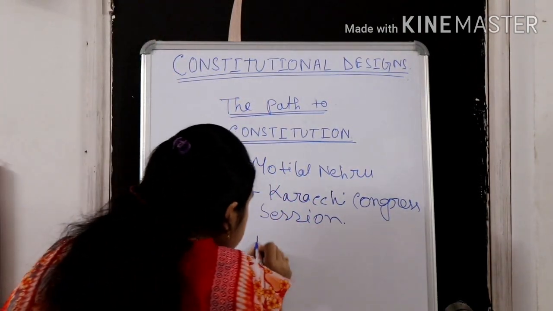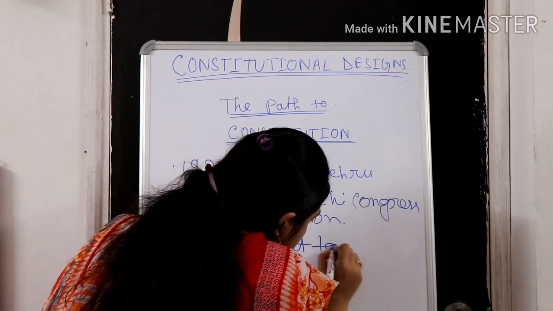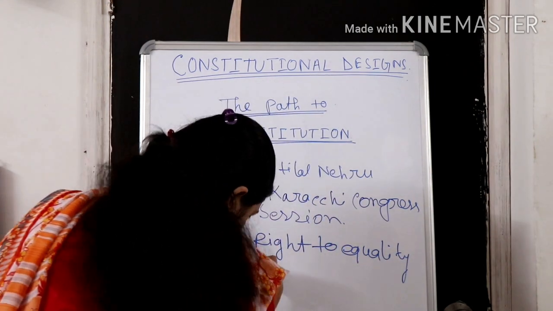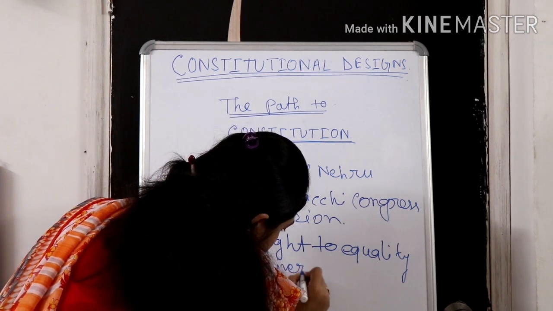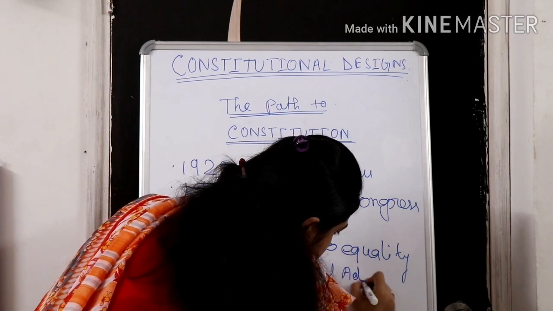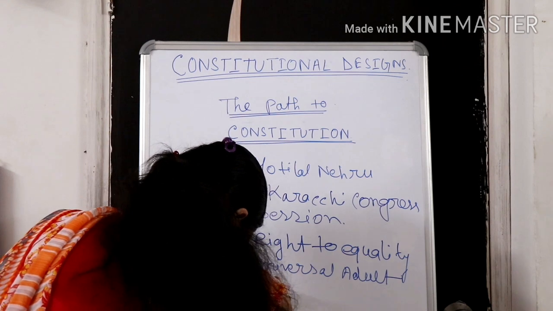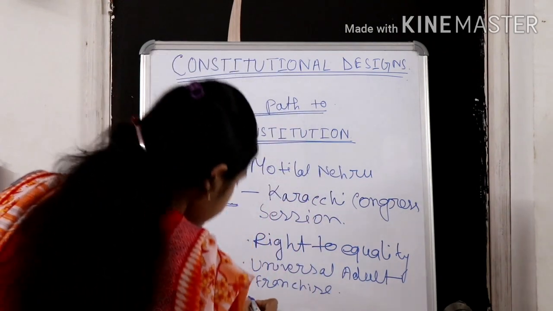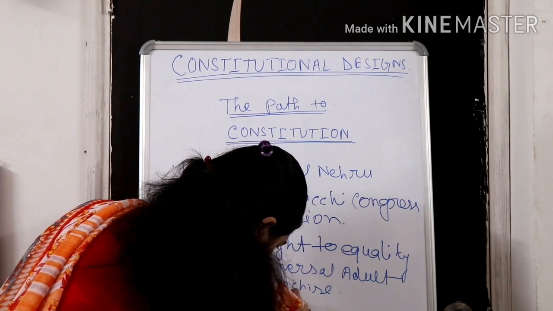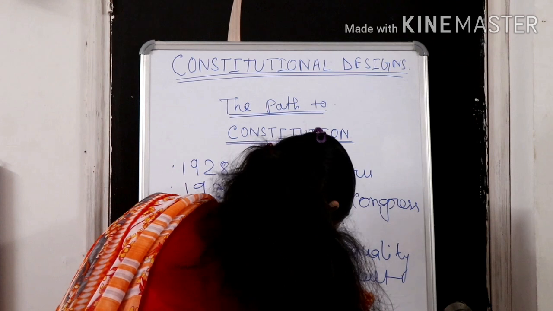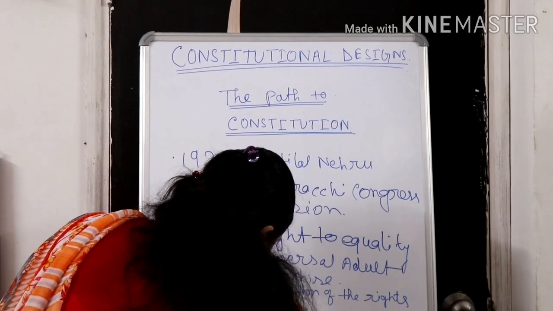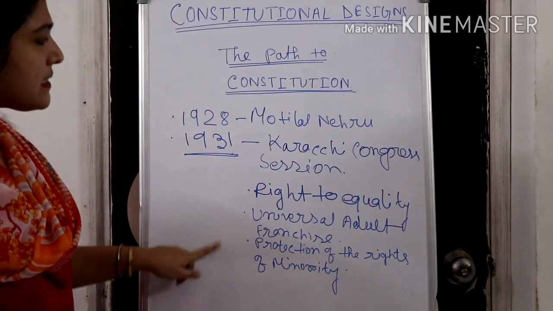The points are: right to equality, universal adult franchise, protection of the rights of minority, and right to freedom. These are the points that were discussed in the Karachi Congress session.